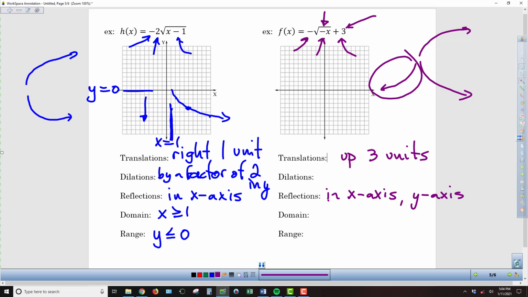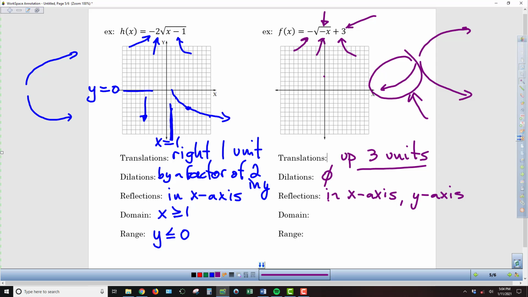We have no dilation. There's no number multiplying the x or multiplying the square root on the outside, so we got nothing like that. So now we're ready for our graph. So instead of starting at the origin, we're up 3 units because of the translation. And then, like we said, because of the 2 reflections, instead of going over to the right and up, we're going to be going over to the left and down.